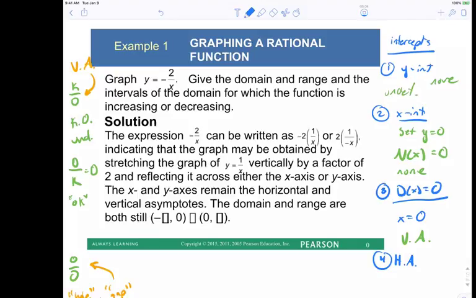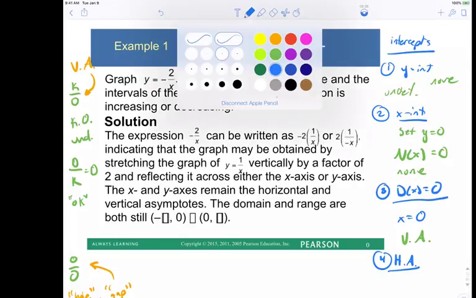So now to find the horizontal asymptote, there are 3 tests. We look at the degree of the numerator versus the degree of the denominator. What's the degree of the denominator in this case? What's the highest exponent in the denominator? 1. Can somebody tell me the degree of the numerator? It's 0. The degree of a constant is 0. So because the degree of the numerator is less than the degree of the denominator, the horizontal asymptote is going to be y equals 0.